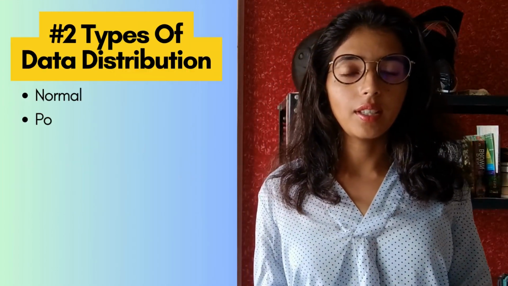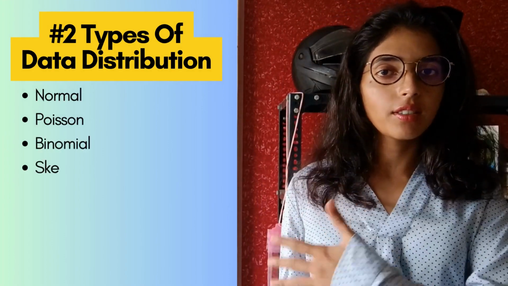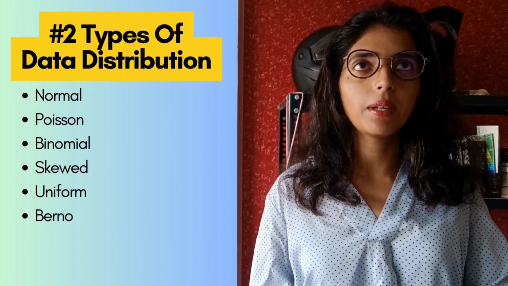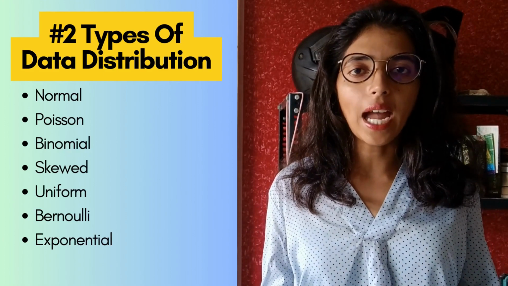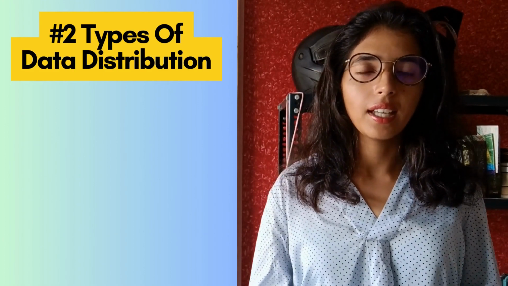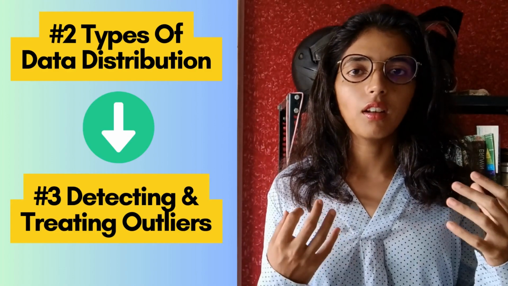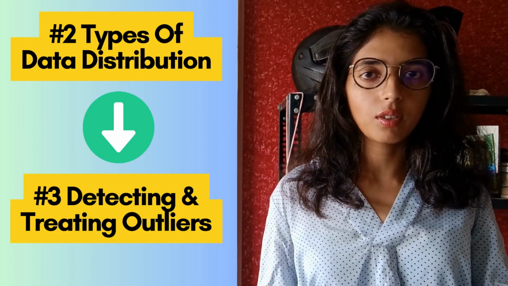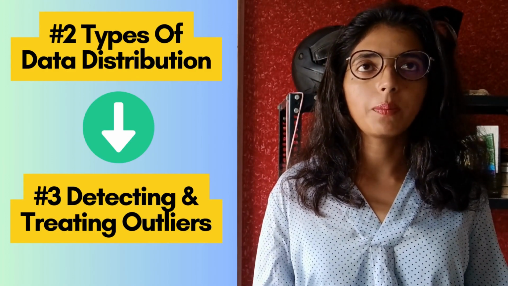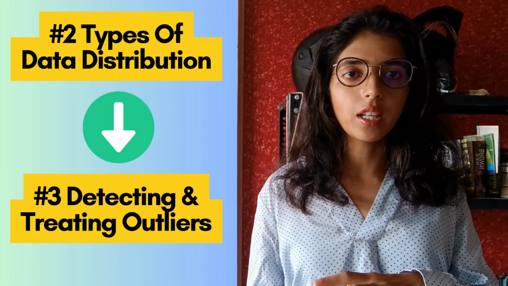Next is types of data distributions. So you can see the distributions on my left hand side, and I have mostly been asked questions like what are the characteristics of a normal distribution, right? The next concept is something which is related to the previous concept that I've just talked about, which is basically how do you detect and treat outliers.